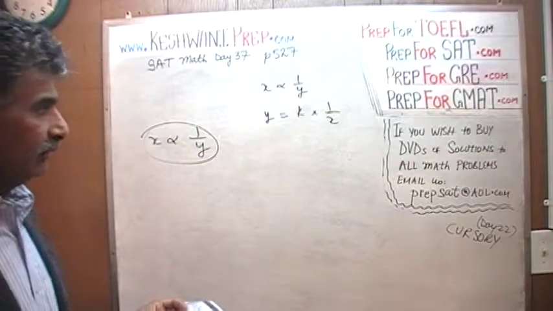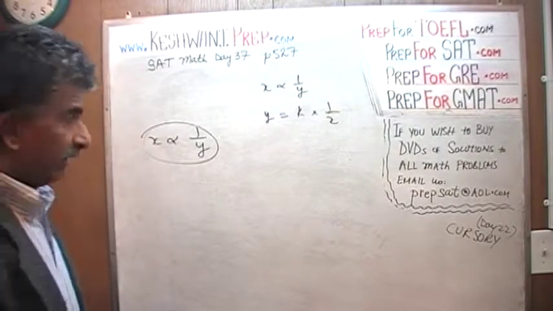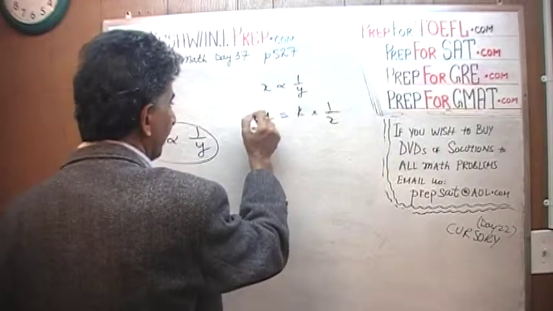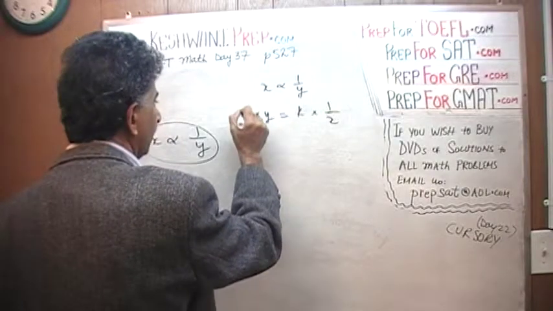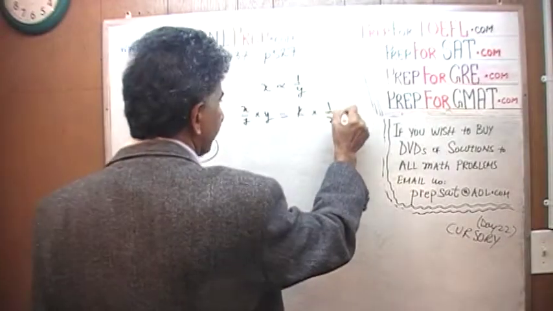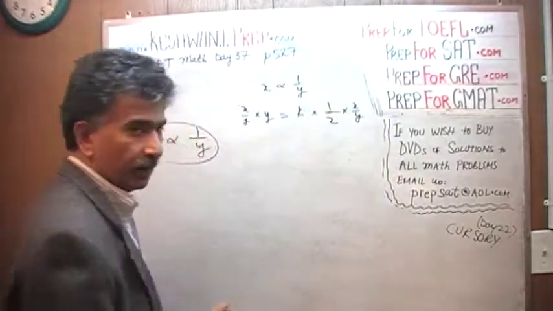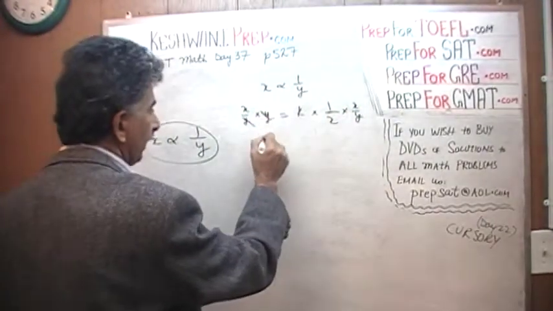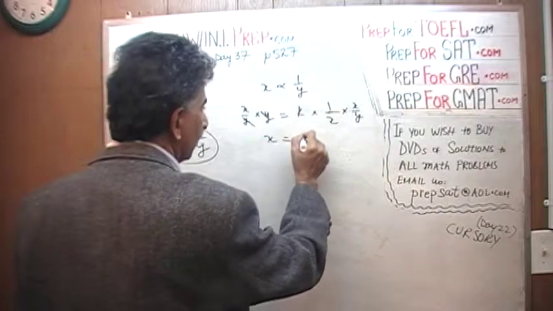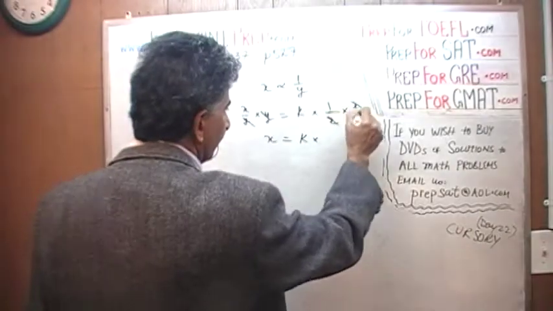The question simply is, which of the following is directly proportional to x squared? The reason it doesn't matter is because if you were to multiply both sides by x over y, this y will drop out and here we'll end up with x equals k times, this x will drop out, 1 over y.